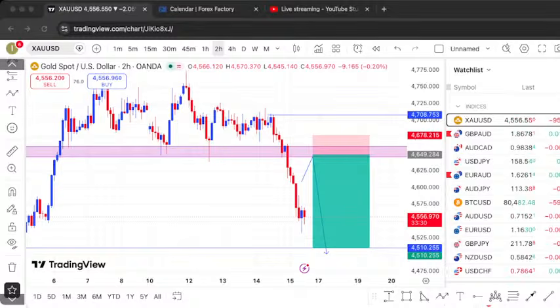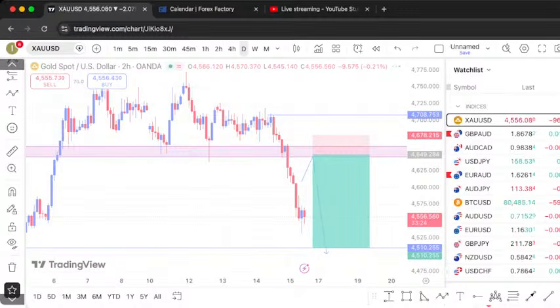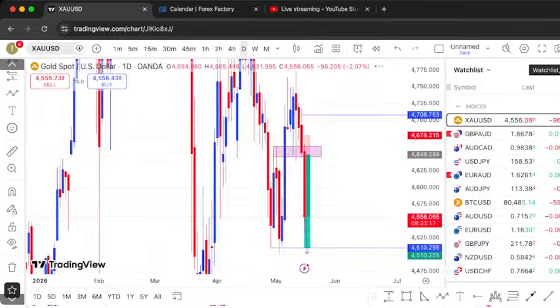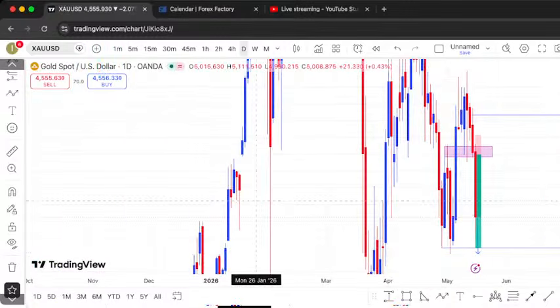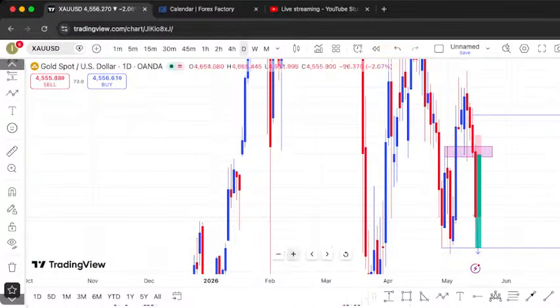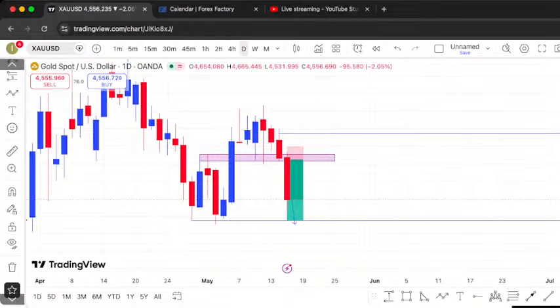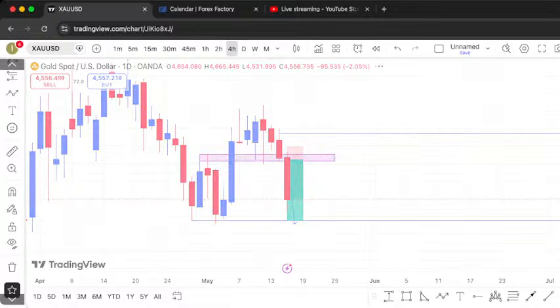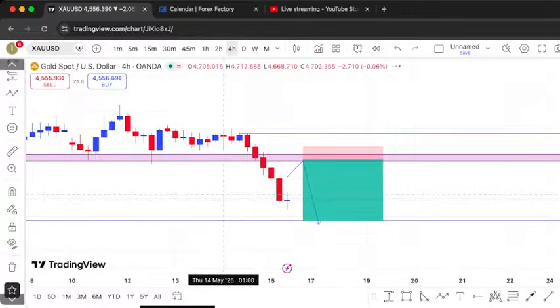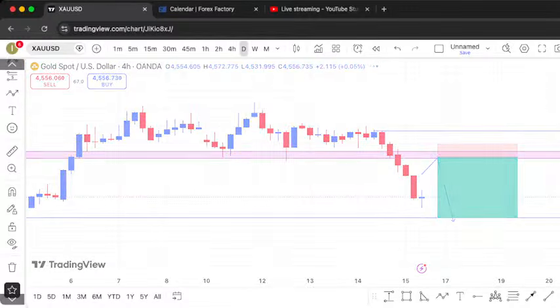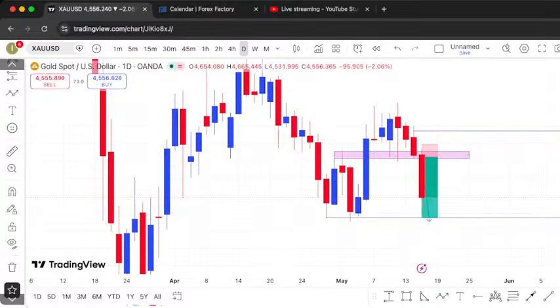Now this is gold. I would like to go on a daily time frame first, so that you guys can see how bearish the daily time frame has been. That's how the daily time frame looks. The market has been very bearish so far. It has been dropping massively. Gold has dropped massively today. If you compare the previous days, today gold has had a huge movement, which is very bearish.